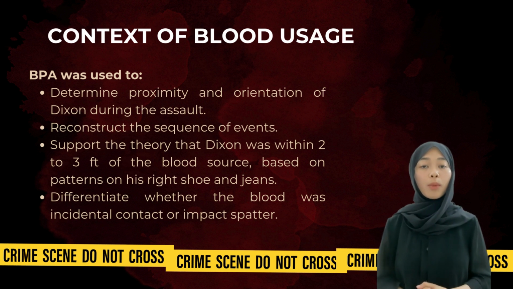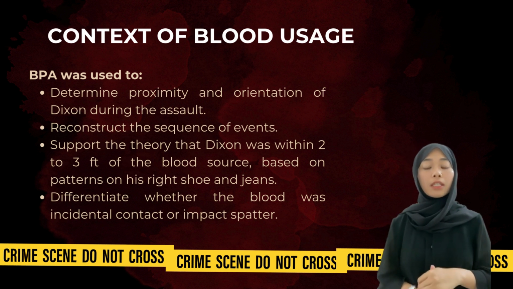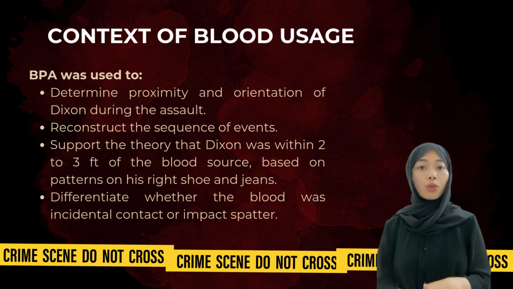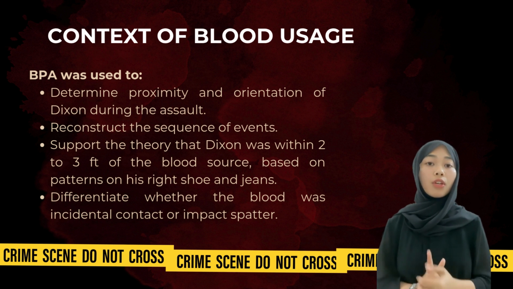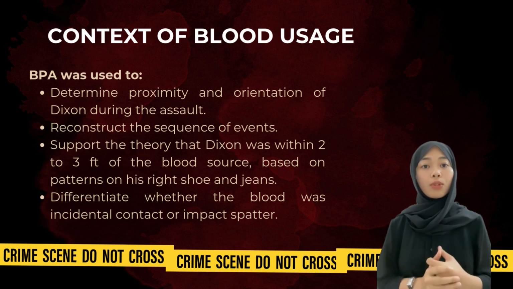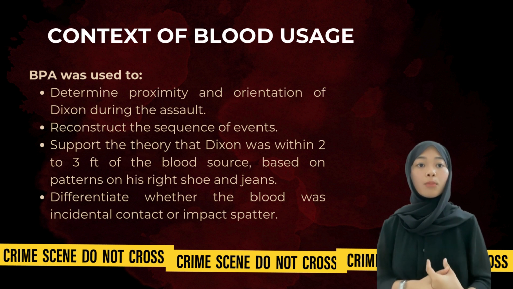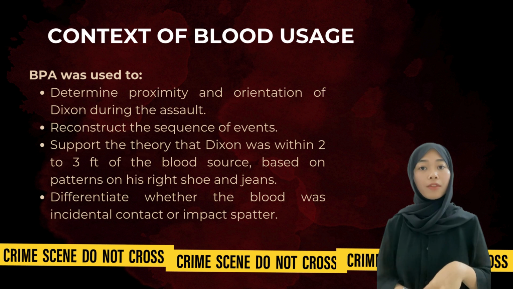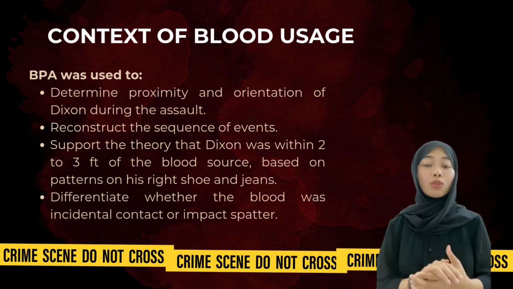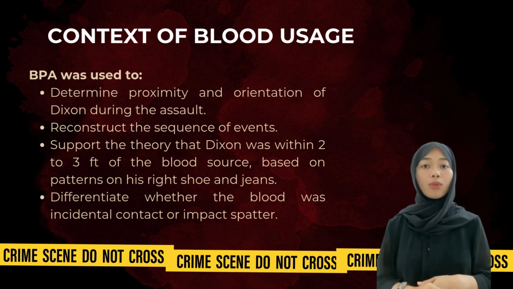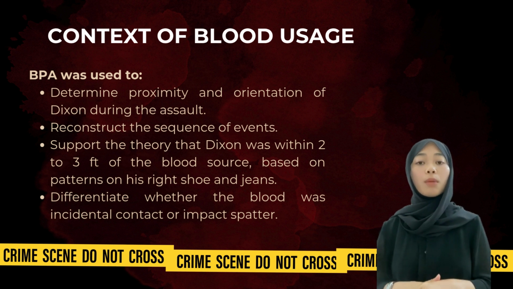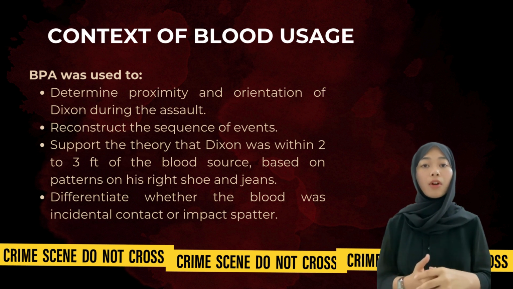In this case, BPA was used to determine Stephen's position and orientation during the assault, for example, whether he was standing, crouching, or kneeling. The second one is to reconstruct the sequence of events based on the direction and location of the blood stains. The third one is to support the theory that Dixon was within 2 to 3 feet of the blood source, especially based on the patterns found on the right shoe and jeans.